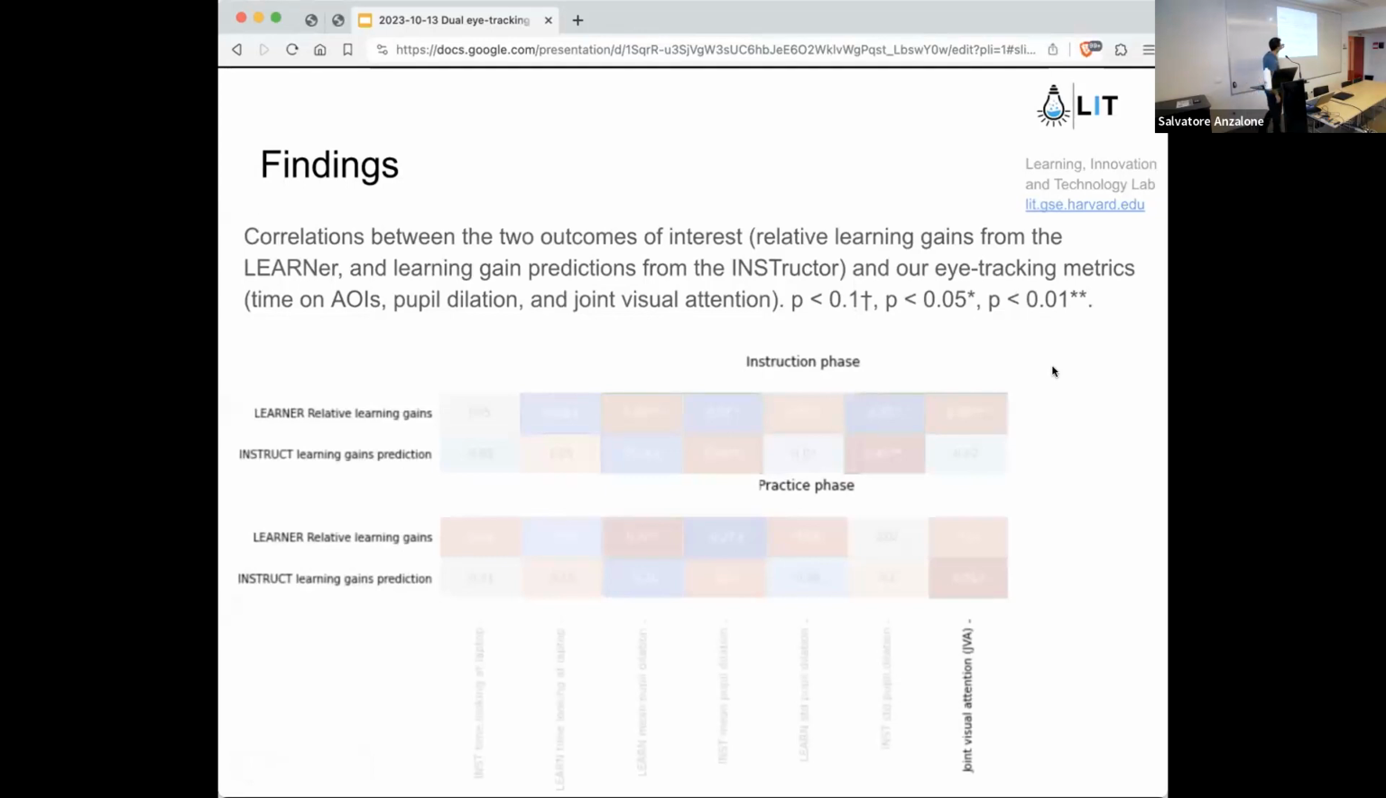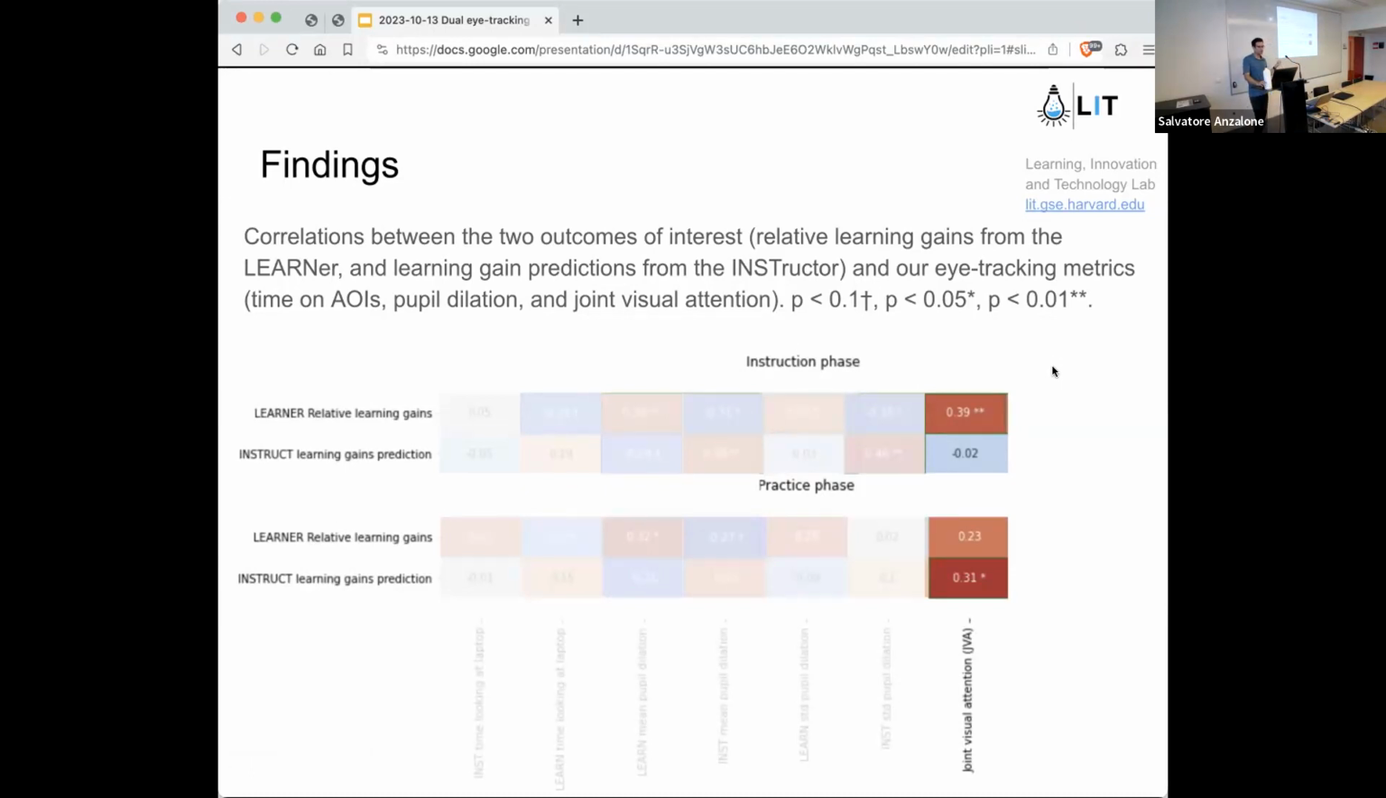So you can see here at the top, this is the instruction phase that was led by the teacher. This is the practice phase that was led by the students. With the student learning gains and the prediction of the teacher. I'm just going to show you results for joint visual attention. And we found that there was a significant correlation with learning gains during the instruction phase. And I think that indicates that the student was actually paying attention to the teacher's explanations because they're focusing on the same things. And that was predictive of learning.